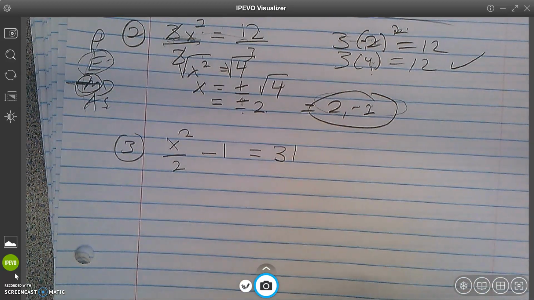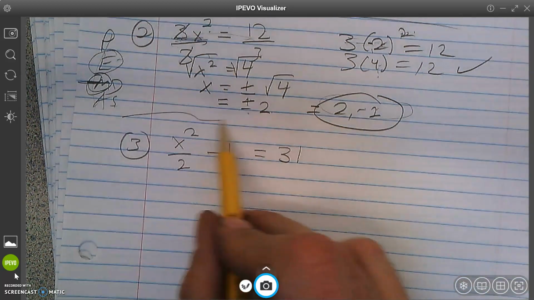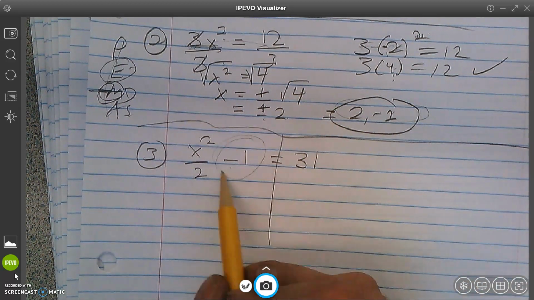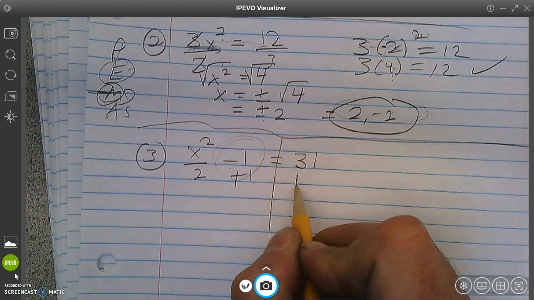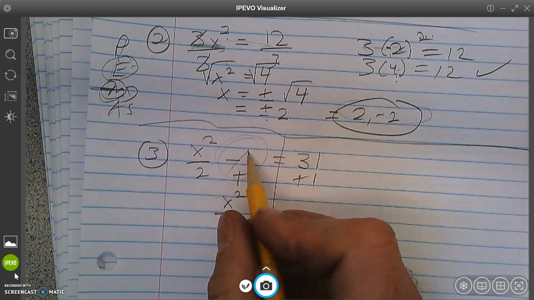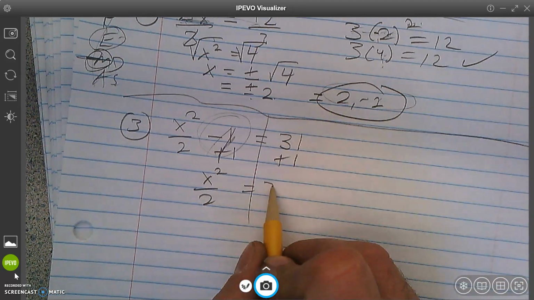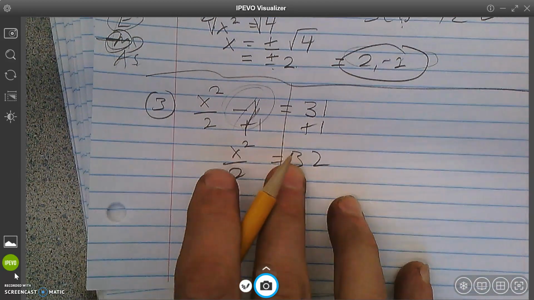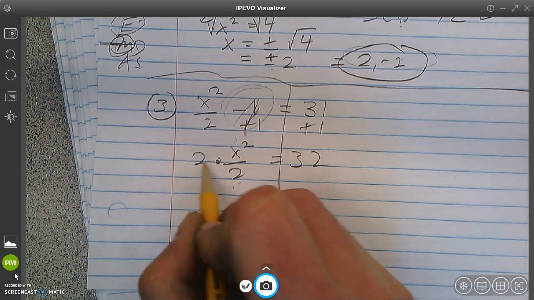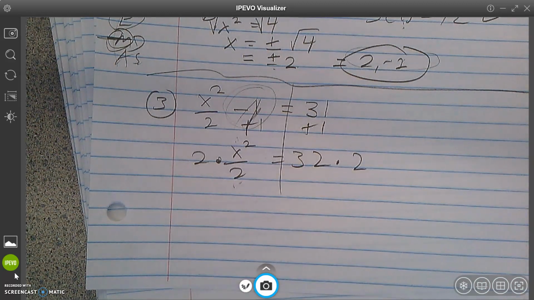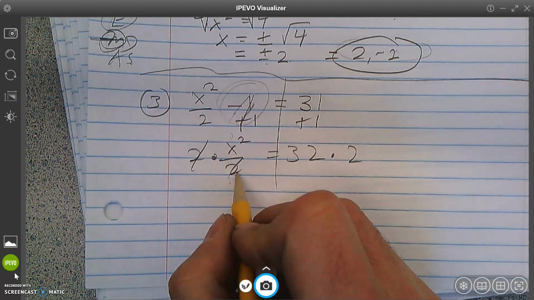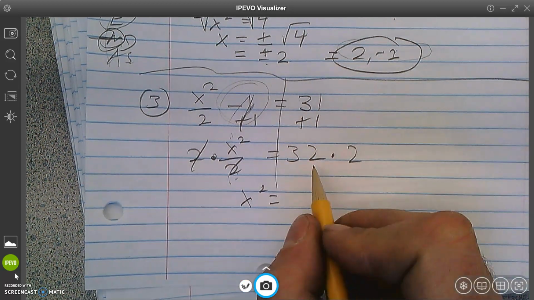Number 3, let's see what we got. It's a 3-stepper actually. I'm going to get rid of this 1 first. The opposite of subtract 1 is add 1. So I got x squared divided by 2 equals 32. The opposite of dividing by 2 is multiply by 2. 2 divided by 2 is 1, and 1 times x squared is just x squared.